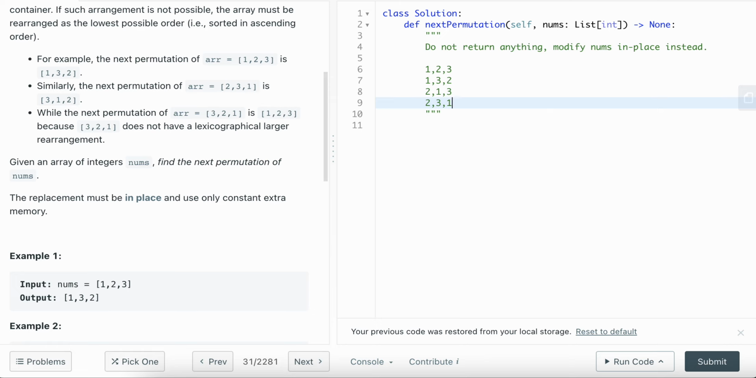I think by now you have a better understanding of what next permutation is. Basically, you backtrack and then you try to find the lexical order that meets that requirement.